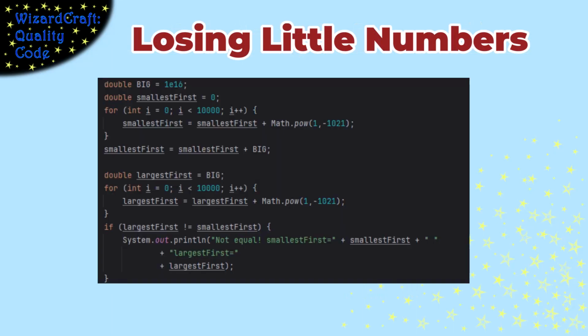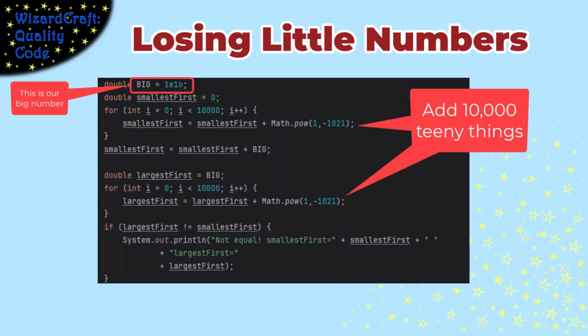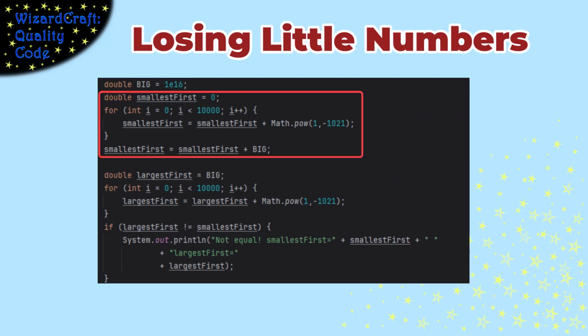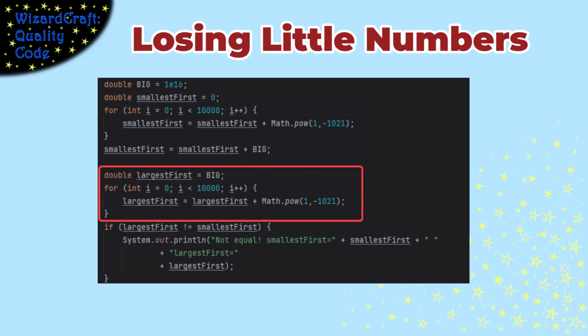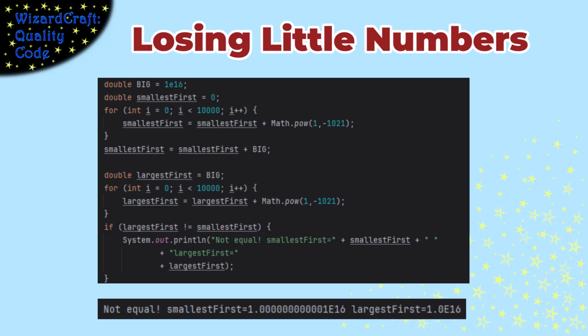To show why that matters, let's look at this piece of code. It's trying to add 1,000 teeny things to one big thing. The first time, it adds all of the little things together, and then adds the big thing. The second time, it starts with the big thing, and then adds all of the little things to that. In math class, addition is commutative, so these things should get the same result. However, when I run it, this is the output. The two results are not the same.